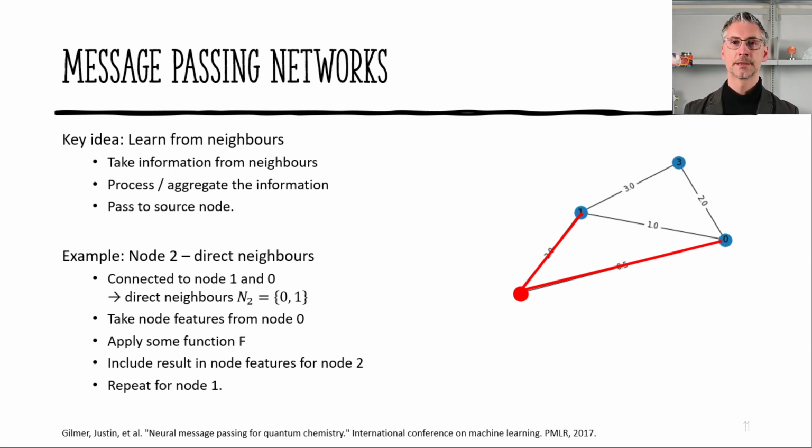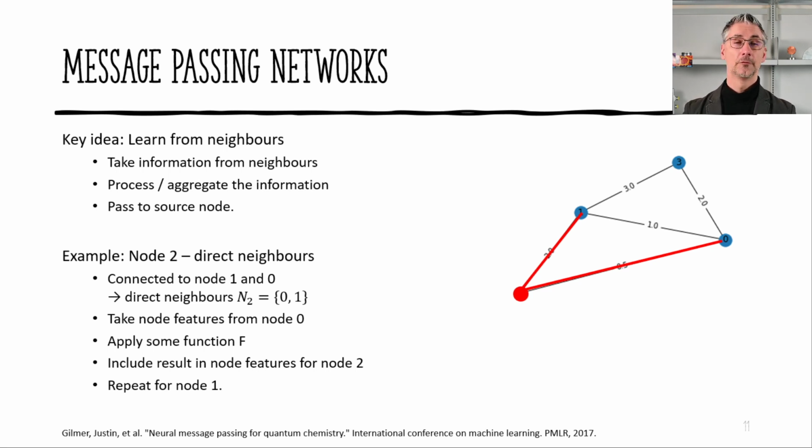So let's take this simple example here, the node 2. In this graph, this is the one with the filled red dot on the bottom left. That has two direct neighbors, so this is what it's affected most. It's affected most by node 0 and by node 1. And as we can see, these edges have different strengths.